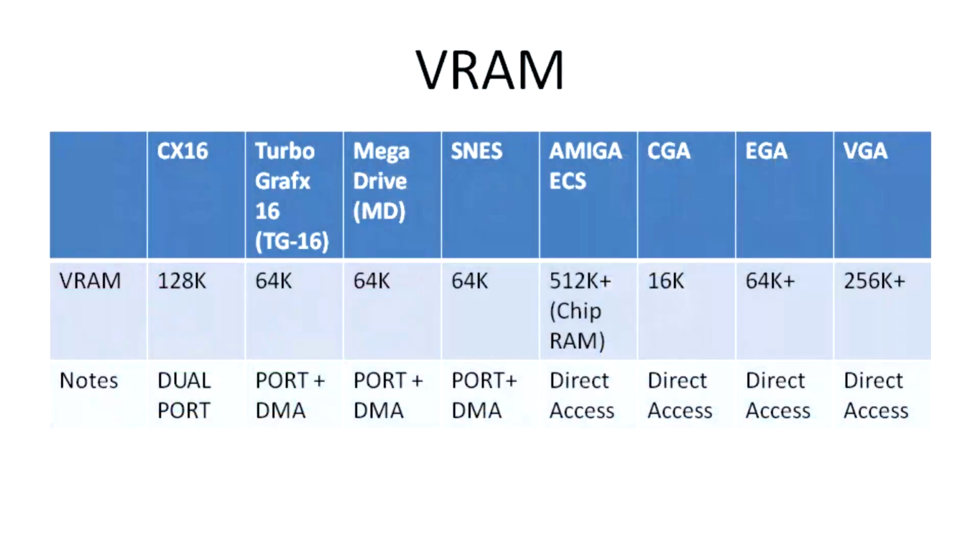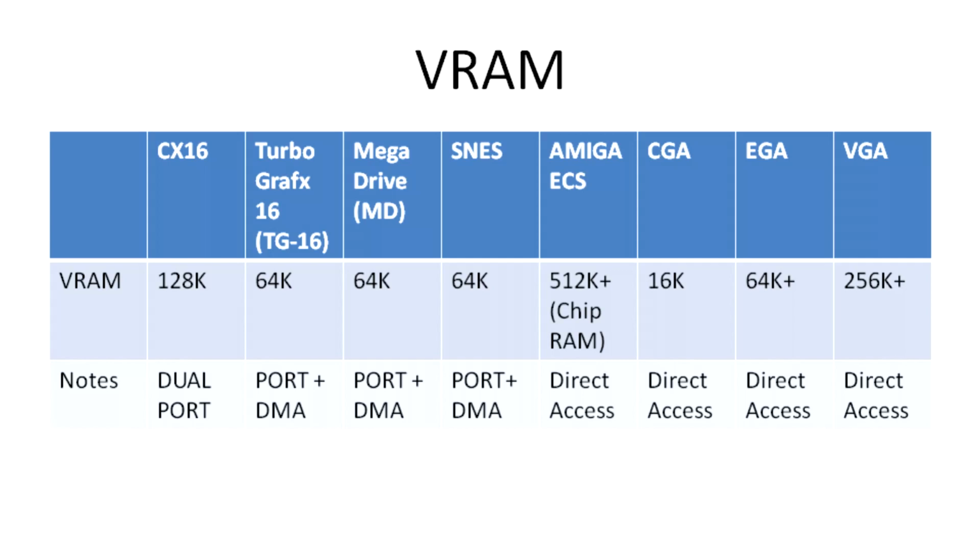But on to VRAM. So for VRAM, the CX16 has 128K. At time of filming, you never know with the CX16, but the 128K seems pretty solid. And it's worth noting that it is port access only, but it does have dual of them. So you have dual port.